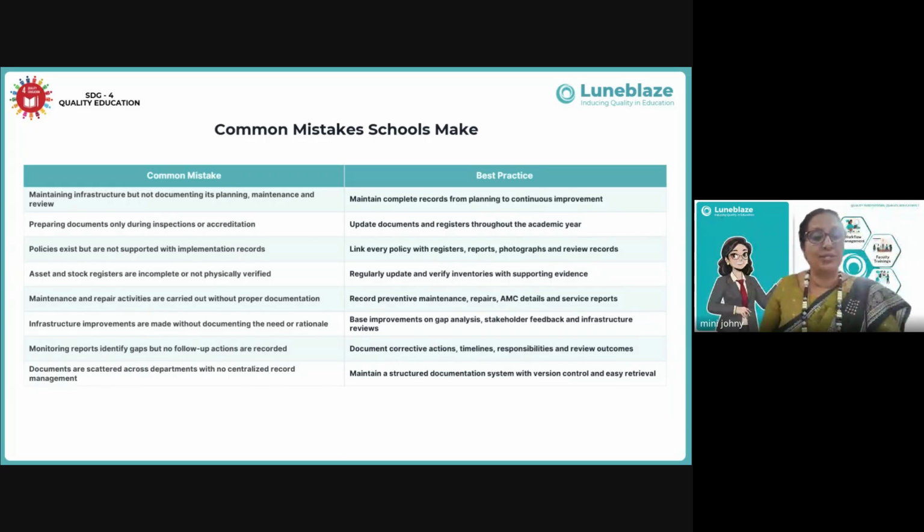Asset and stock registers are incomplete and physically not verified. Regularly update and verify inventories and supporting evidences. You will be able to say how many chairs you bought, sitting chairs for the guests or for an auditorium. So how many are there? You will be telling how many are not there, what is broken. Everything will be given in a detailed way.